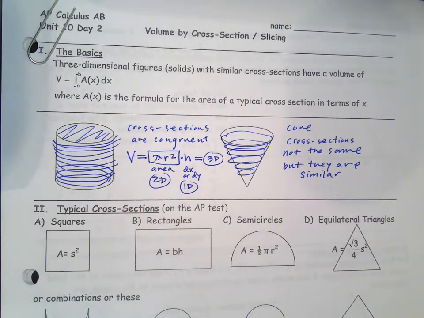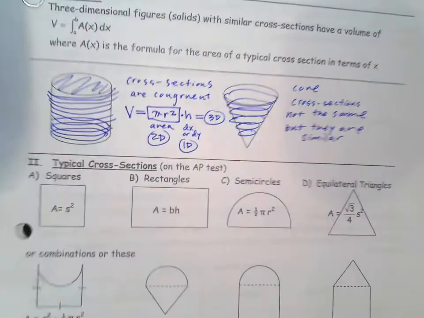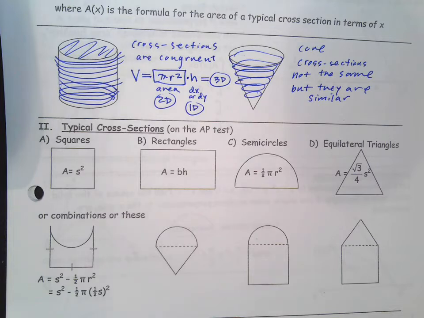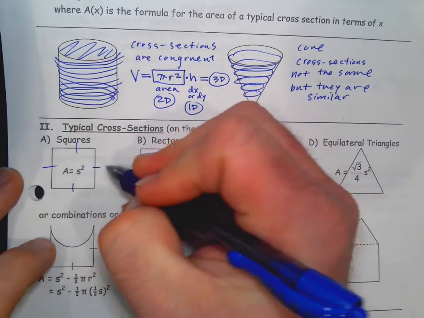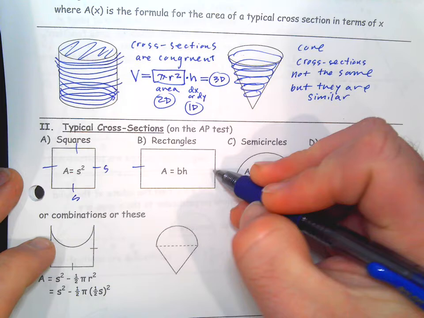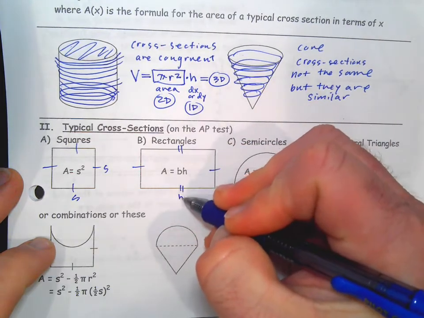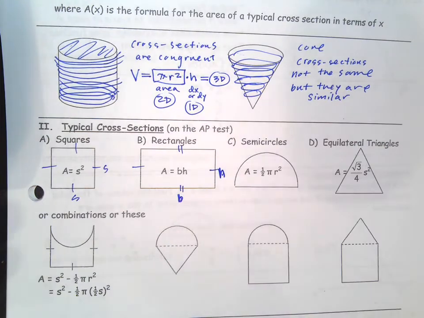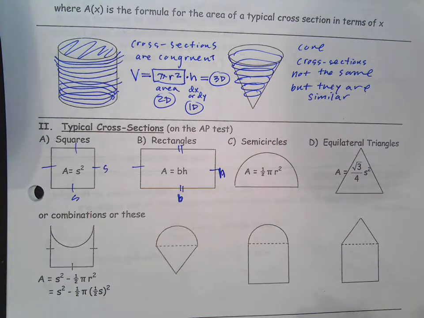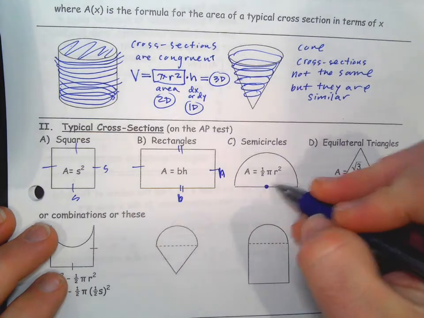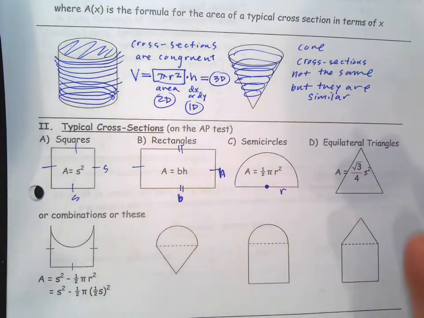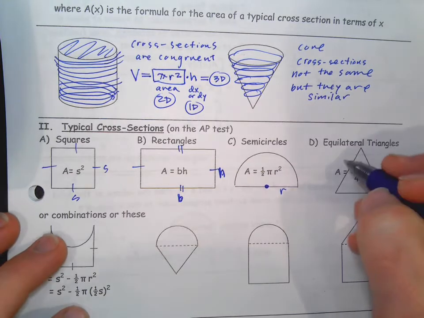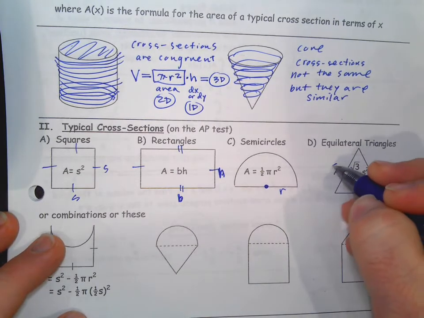Now, these are some of the typical cross sections on the AP test. They could be squares, equal sides. Each side is S. They could be rectangles, two opposite sides that are congruent. Now, usually with the rectangles, they're going to tell you that the height is like 3 times the base or something like that. You could do half of a circle. I mean, you could do full circles, that isn't as common. You do half circle. You do an equilateral triangle.